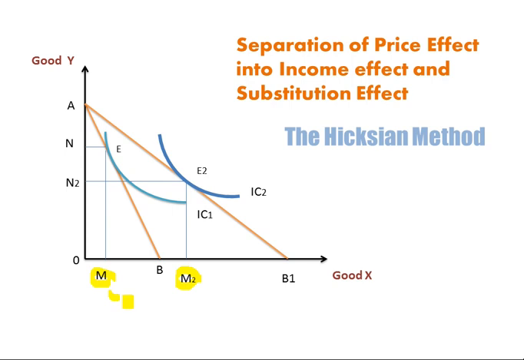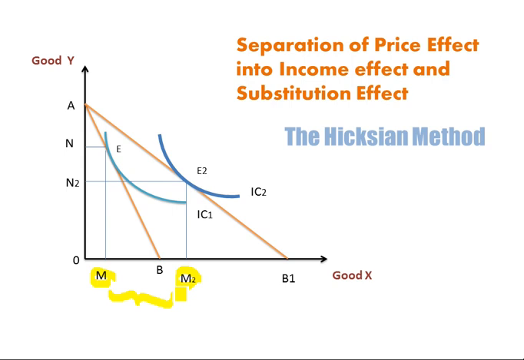So the movement from OM to OM2 is known as price effect. Why is this known as price effect? Because the price of X has fallen, so the consumer is now buying more units of good X. But the purpose of this class is to see how J.R. Hicks separated this price effect into income effect and substitution effect.